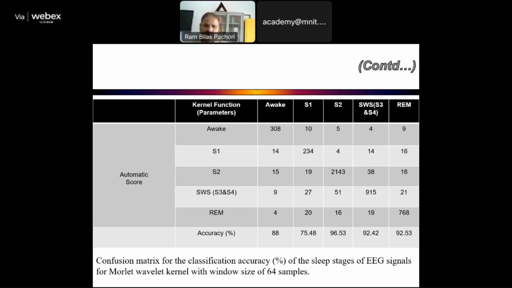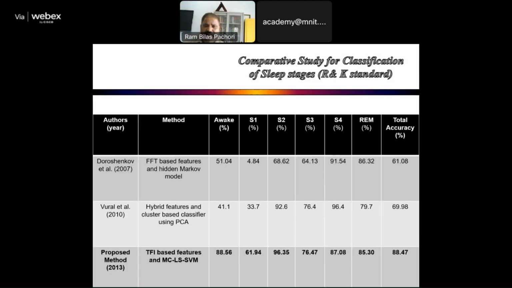And this is the confusion matrix, the automatic score confusion matrix, which shows the classification accuracy of the sleep states of each signal for the Morlet wavelet kernel with a window size of 64 samples. Then we have compared our method for the classification of sleep stages by the R&K standard. Dorosenkov and others, 2007, used FFT-based features with a Markov model, and they got different accuracies, as can be seen.